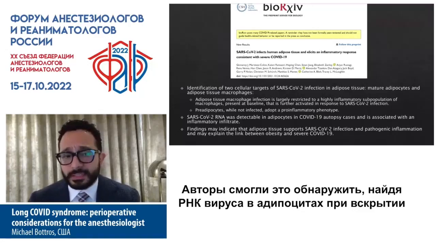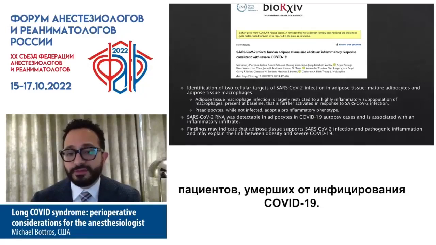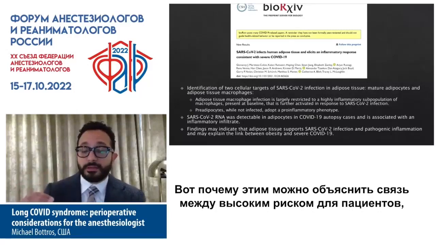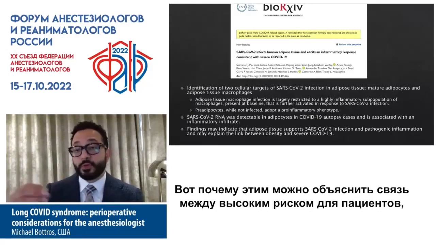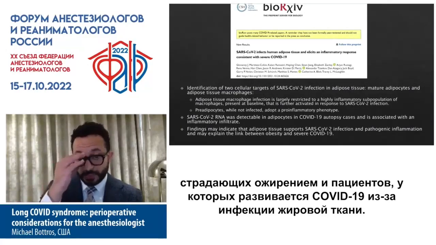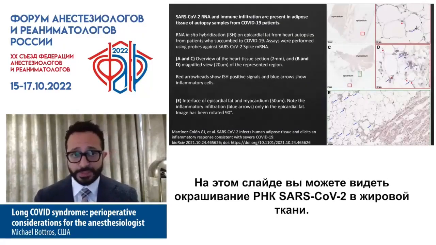And they were able to find this by finding RNA of the virus in adipocytes in autopsy cases of patients infected with COVID-19. And so that may explain the link between the high risk of patients who are obese and the patients who developed COVID-19, due to this adipose tissue infection. Here you can see that they had staining for the SARS-CoV-2 RNA in adipose tissue.